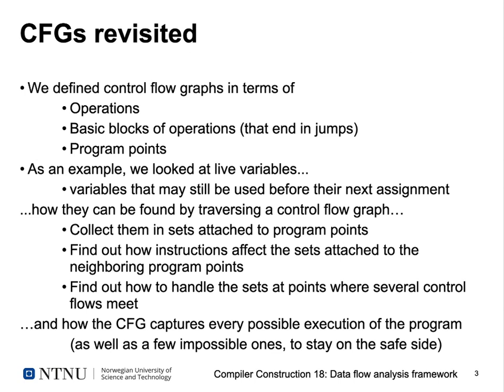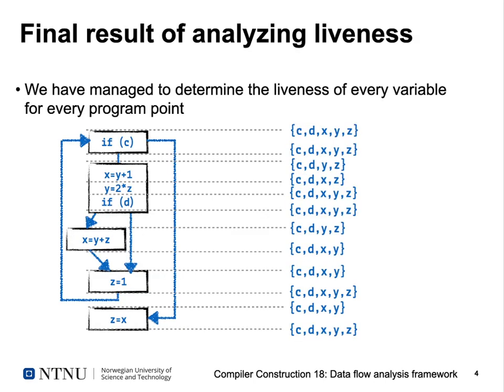So we collect them in sets and we attach these sets to the program points before and after a basic block. And then we could find out how instructions affect the sets attached to neighboring program points. And we found out how to handle the sets at points where several control flows meet, and then how to enable our control flow graph to capture every possible execution of our program, as well as some impossible ones, so we're staying on the safe side of our analysis by making an over-approximation. So this was the final result of our last lecture.